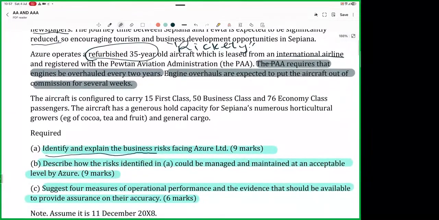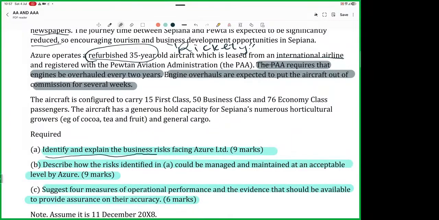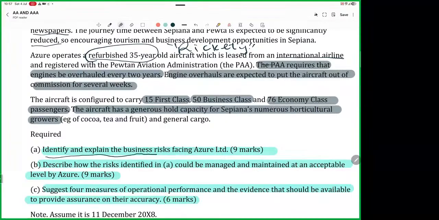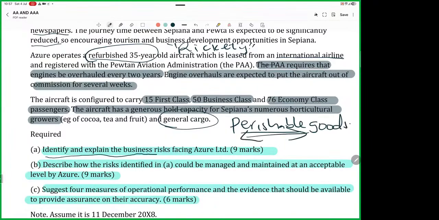The aircraft is configured to carry 15 first class, 50 business class, and 76 economy class passengers. The aircraft has a general hold capacity for Sepiana's numerous horticultural growers, e.g. cocoa, tea, and fruit, and the general cargo. I would rather handle general cargo than what we call perishable goods. There will be quite a lot of hot cases that can come my way when I'm handling these horticultural goods.